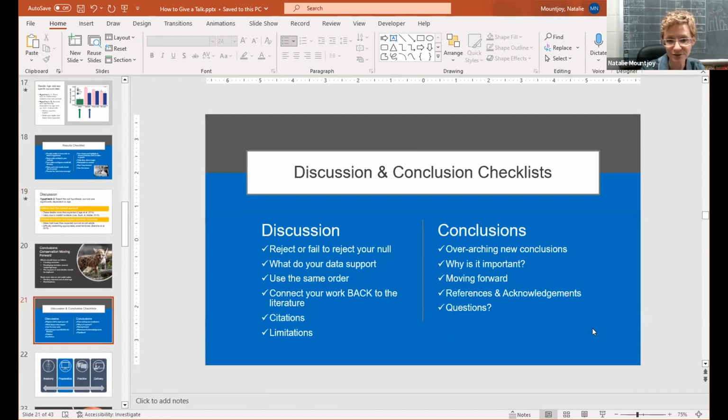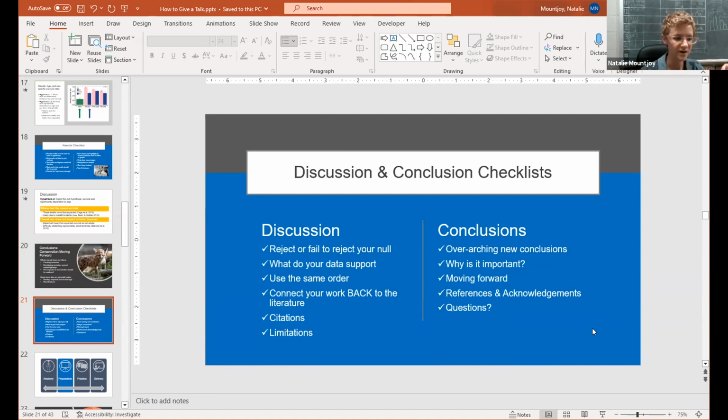All right, your discussion and conclusion checklist is here. Your discussion is where you reject or fail to reject your null, talk about what your data do support, and connect your findings back into the literature. There should be citations in your discussion section as well, right? You have to make that connection full circle. In your conclusion section, think big picture. What are your contributions to the scientific dialectic, right? This is big stuff. You've learned something new. You should be super proud, right? Tell your audience why it's important, okay?